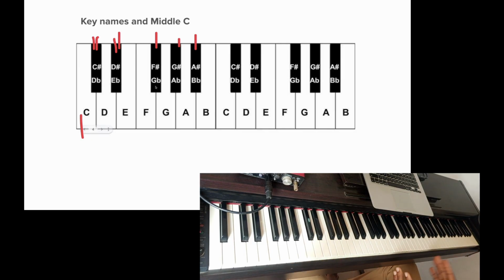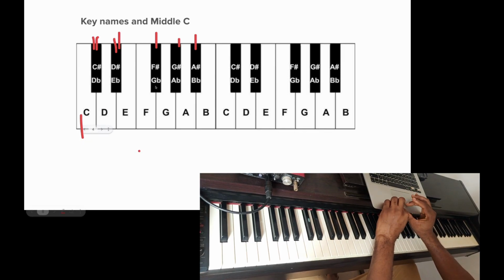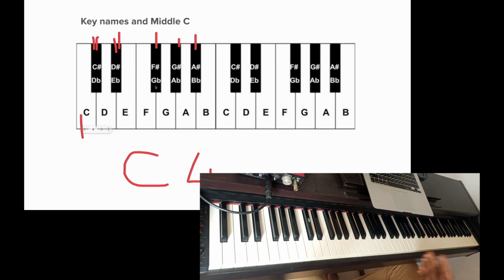So middle C is the C right in the middle of the piano, which is this. And it is also the fourth C. We call it C4. And it's important to note where middle C is because it will guide you in reading music as we continue in this lesson. This is middle C.